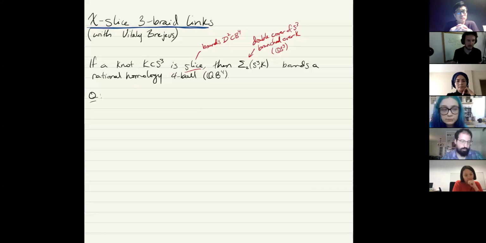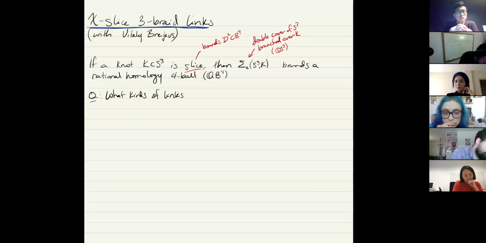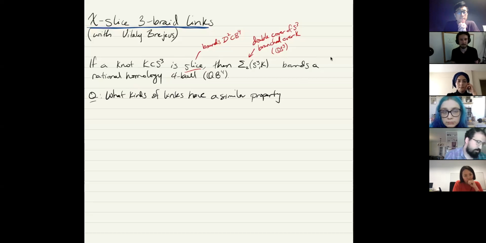So do links have, or are there links, let me say, what kinds of links have similar properties? Meaning, if I take a double branch cover over a link, can I bound a rational ball? If so, what do those links look like? And so that's what I want to think about.